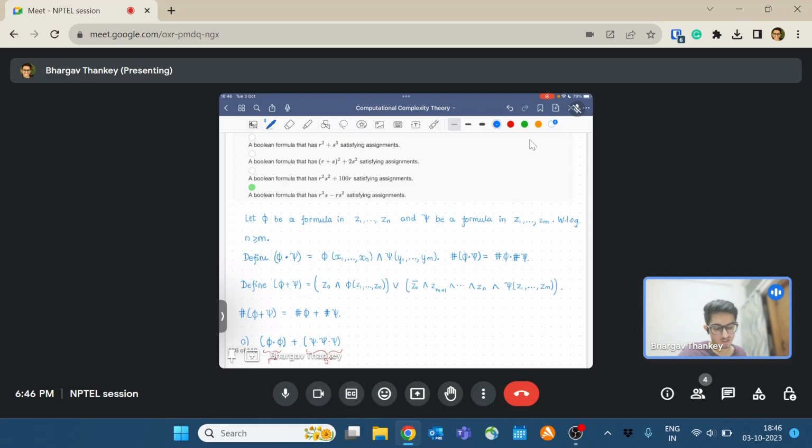The only thing that we don't know how to do is how to subtract the number of assignments. So even in option D, we can construct a formula with R cube S satisfying assignments and R S square satisfying assignments, but we don't know how to subtract the number of satisfying assignments. So the answer is D.